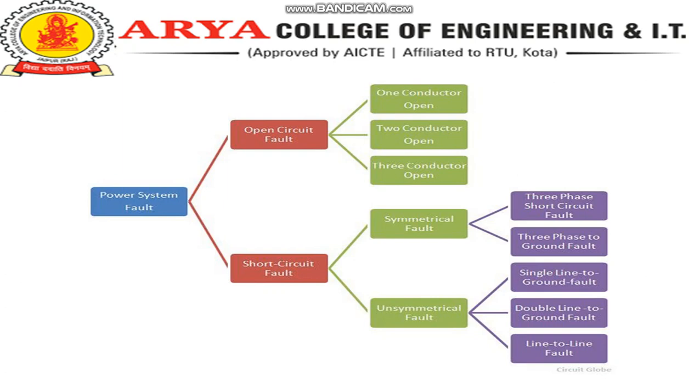And unsymmetrical faults can be classified into three types. First one is single line to ground fault, second one is double line to ground fault, and the third one is line to line fault.